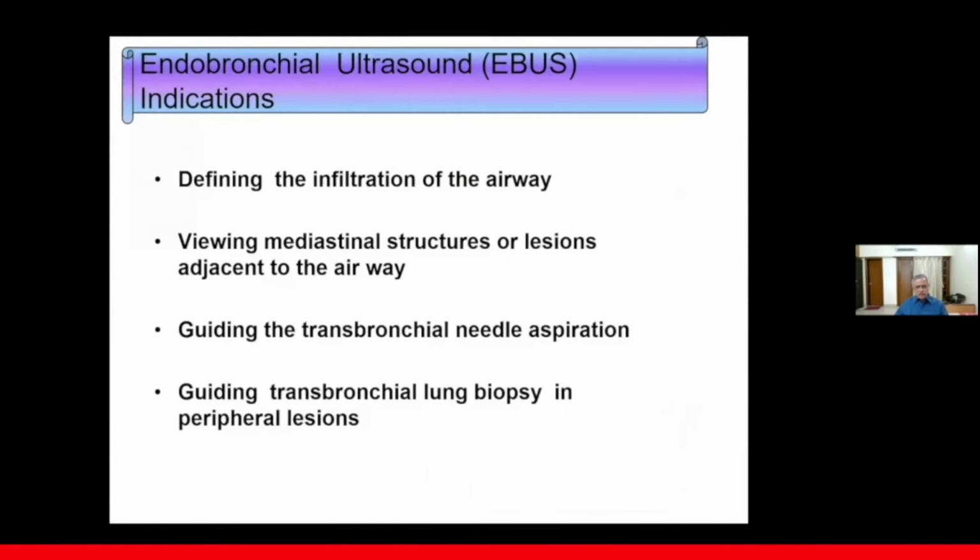Then, ultrasound indications include defining the infiltration of the airway. Now you can define whether the airway is involved or not. It is much better than the CT scan at telling you whether the airway is infiltrated or not, which helps us. Sometimes narrowband imaging can also tell us about the vascularity, but in EBUS, we are taking the tissue, looking at the tissue, and getting a diagnosis. We use it for mediastinal structures or lesions adjacent to the airway, getting transbronchial needle aspiration, and getting transbronchial lung biopsy in peripheral lesions.